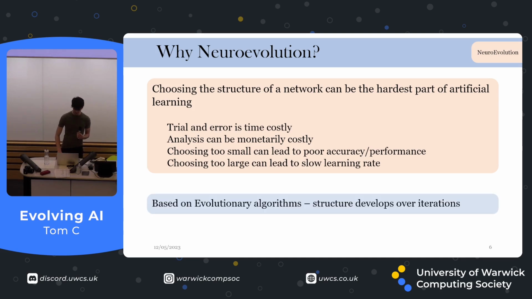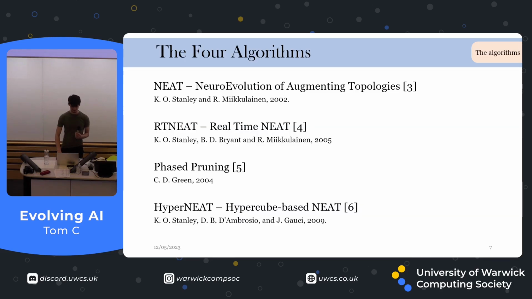So neuroevolutionary algorithms are based on evolutionary algorithms, but with a focus on neural networks. They develop the structure and weights of these networks over time based on Darwinian evolution.